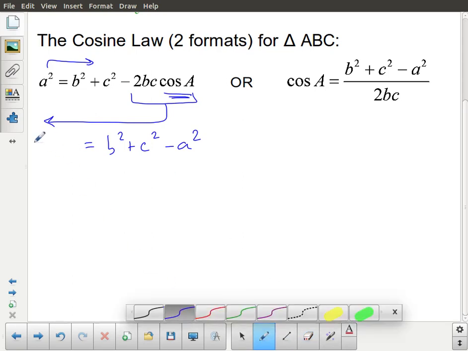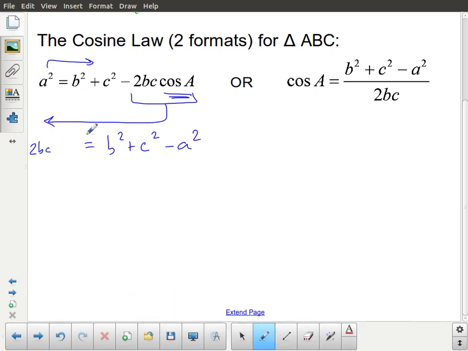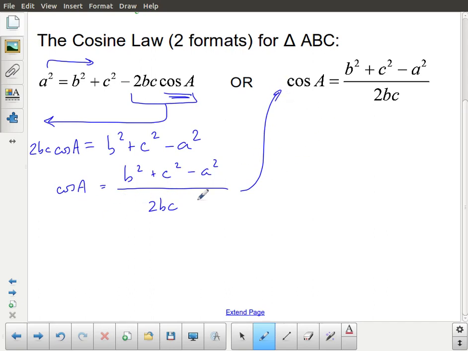So let's try again. 2bc, and don't forget the fact that it's also got a cosine of capital A, which is the angle A. And now I can write that the cosine of the angle A is b squared plus c squared minus a squared, all divided by the 2bc that was the coefficient for cosine A. And of course, that's just my sloppier version of this nicely computer-generated version. So long as you remember this first one, you can always change it into the second one.